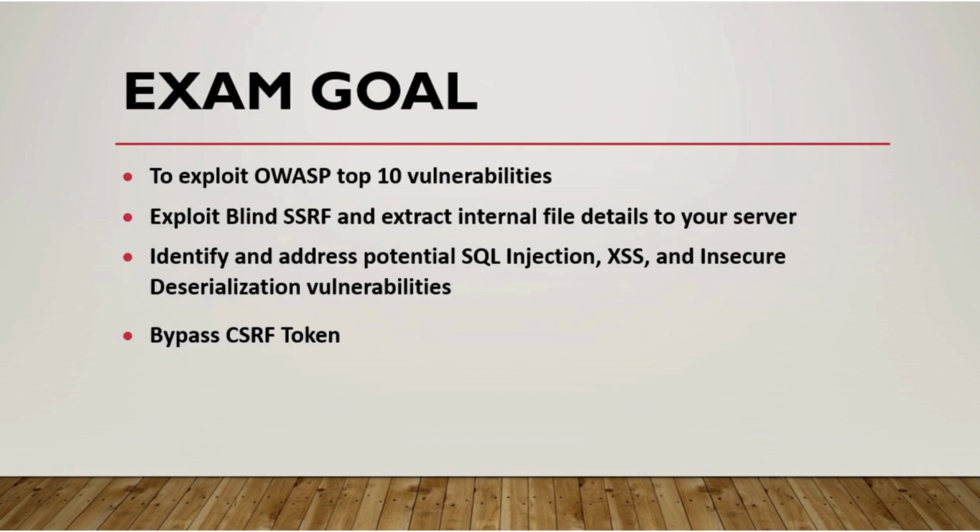So let's discuss some exam goals. The basic exam goal is to exploit the OWASP top 10 vulnerabilities, and the major exam goal is to exploit blind SSRF. In this blind SSRF, you have to take care of the payload you are using and how you are creating a file. You can take help from GitHub and other open sources. The main thing in SSRF is to extract the internal file of the server to your own server, so that you can decode the file and get the results.